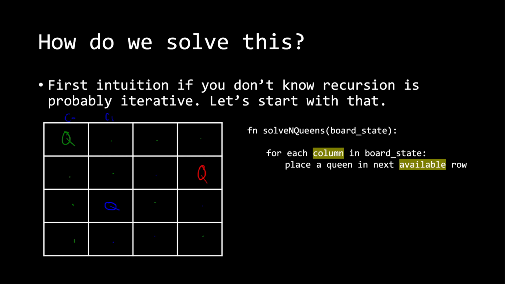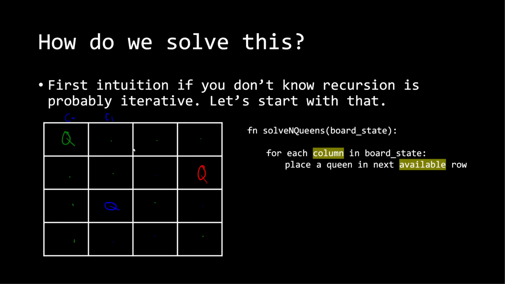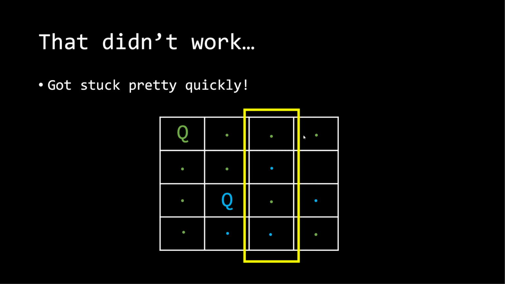But I'm a little bit interested in why it doesn't work, because I think this is a good idea, right? It builds off of this observation we saw earlier where one queen must be placed in each column and row. And then it checks for available rows, right? I have that highlighted here for the next available row. So it doesn't really place in incorrect squares, but it doesn't do something very important.